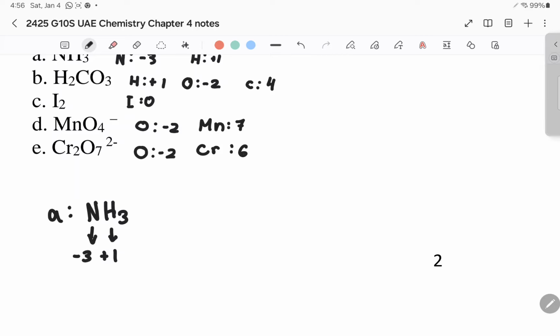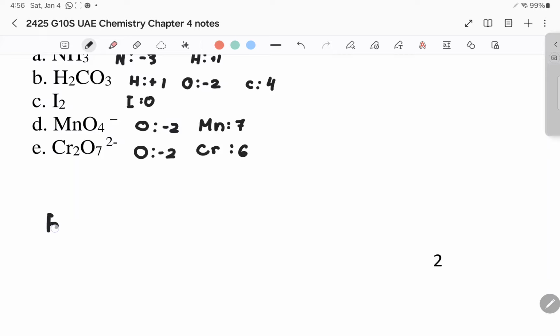The oxidation numbers for the known ones, or for all of them, don't rely on the subscript. It matters on what you know the nature of that compound, that element's oxidation number is. Now that's for part A.